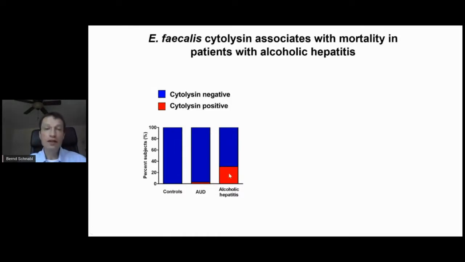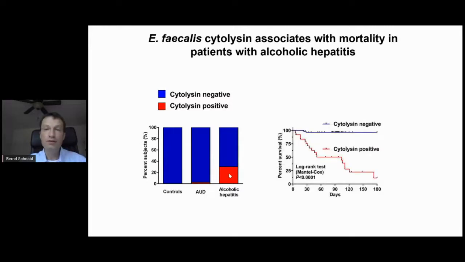This was kind of interesting, and even more interesting when we looked at the disease outcome. Speaking about the mortality, you can appreciate that cytolysin negative patients survived these 180 days, while most of the cytolysin positive patients died within 180 days. And using a multivariate Cox regression analysis and adjusting for multiple parameters, including the MELD, antibiotics use and steroid use, you can see that we have a hazard ratio of about 14. So this patient has a 14-fold higher chance of dying within 90 days if he or she is cytolysin positive.